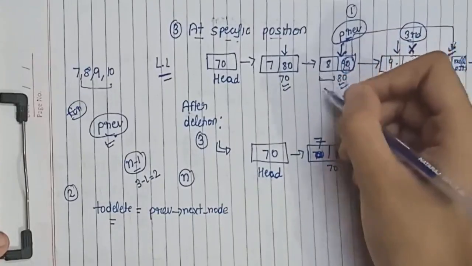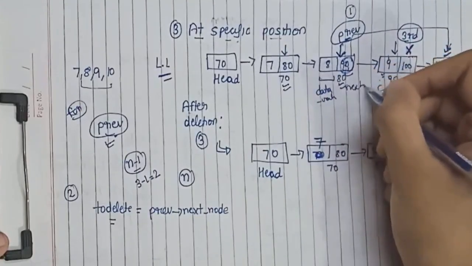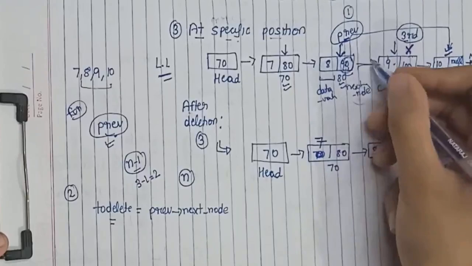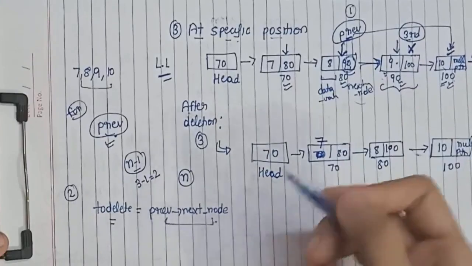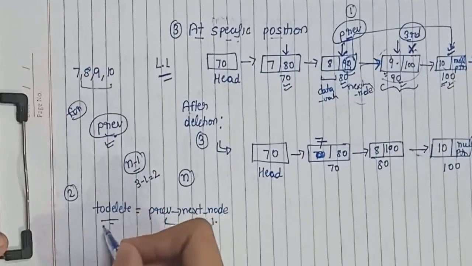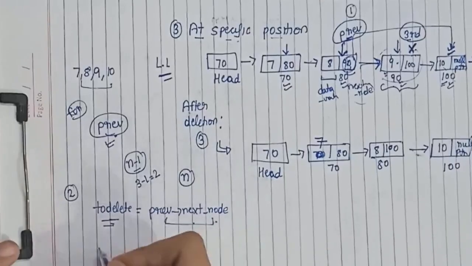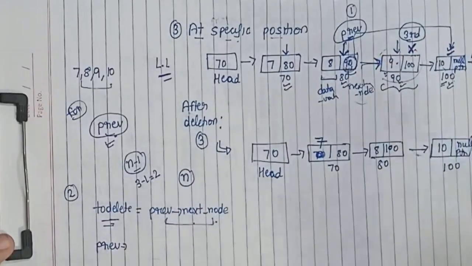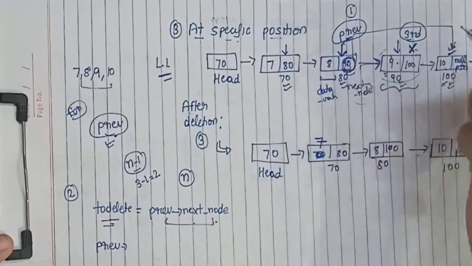If this is a node, this is a data value, and this is the next node pointer, and the previous's next node pointer is pointing to this. So previous next node is the node which we want to delete. So I have made another pointer named to delete, which is pointing to this. And now what we will do is remove this address here, because I know that in place of 90 I need to put 100.